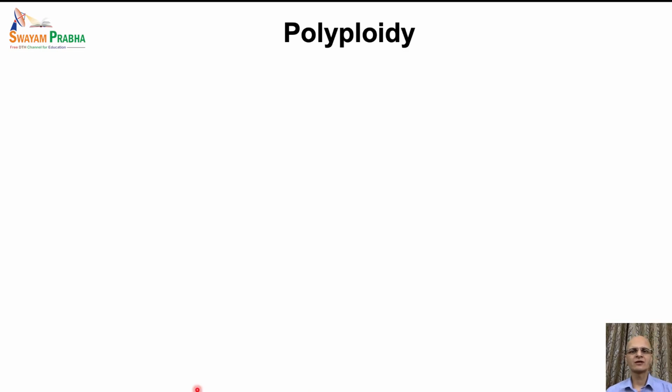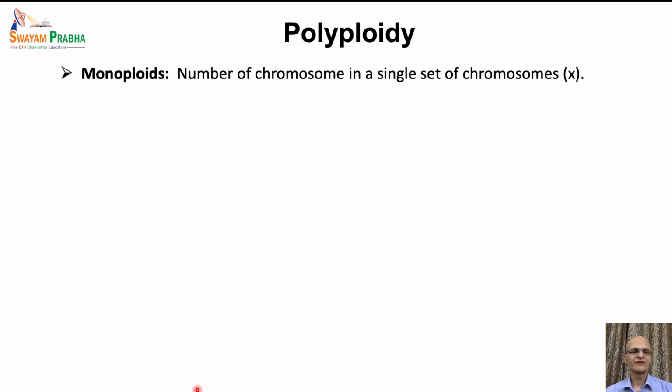Let's have a quick recap of the polyploids that we learned in our last lecture. So the first term was the monoploids. That is the condition when there is only one set of the chromosomes in their cells. It is called the monoploid number or monoploid set of chromosomes. It is represented by the letter X.